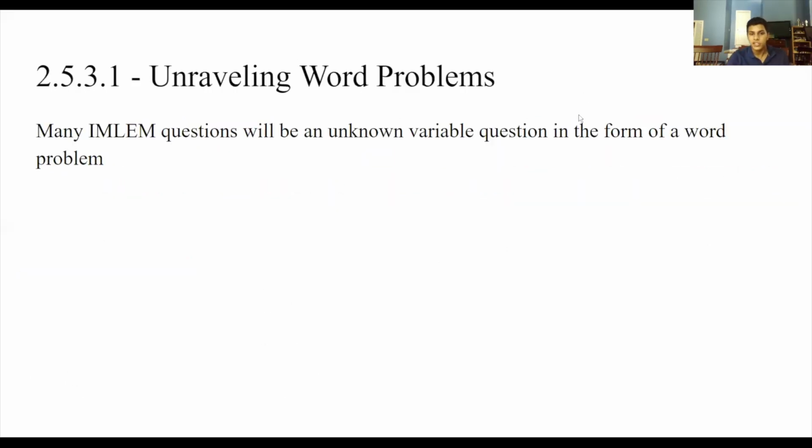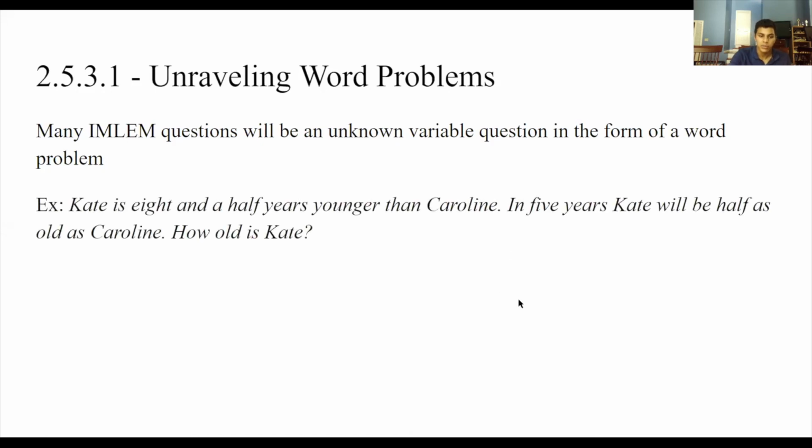All right, and finally, just to review what we've learned this lesson, we started by talking about unraveling word problems, where we looked at an example of a word problem. Kate is 8.5 years younger than Caroline. In 5 years, Kate will be half as old as Caroline. Then it asks, how old is Kate? And we learned that in order to solve these questions, you need to create equations based off the information given by creating variables representing all the different values in the question. So we created a variable for the age of Kate and a variable for the age of Caroline, and created 2 equations based off the pieces of information given in this question.